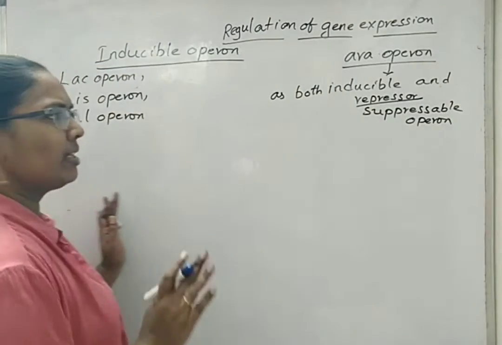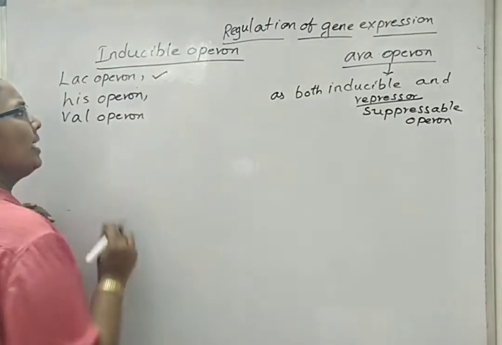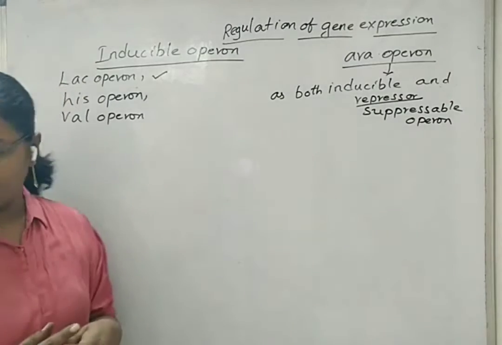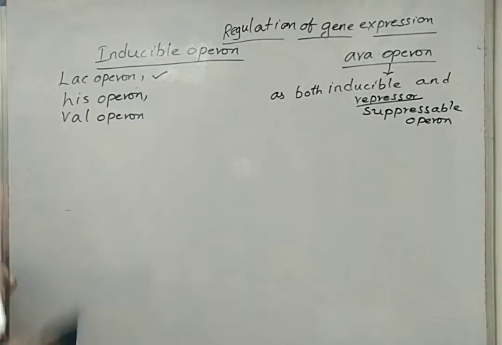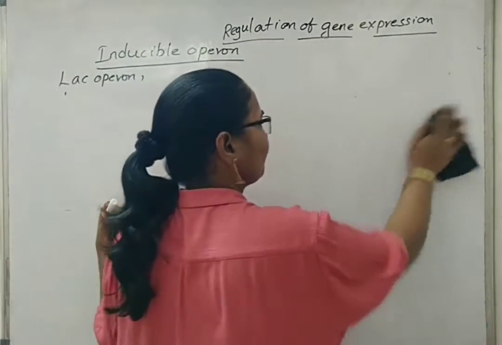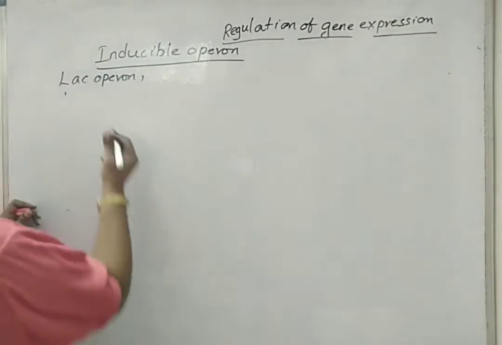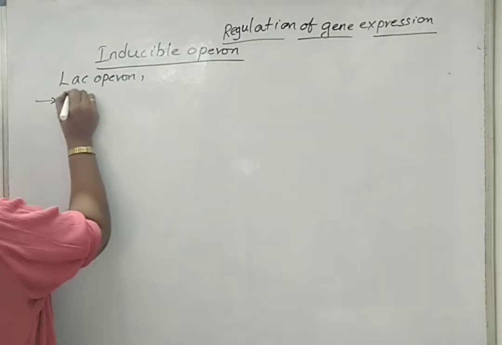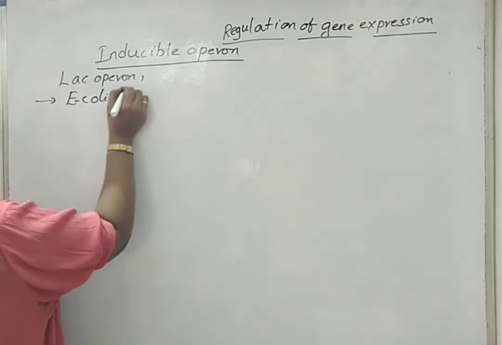So these are just the examples given. Now we will see in detail about Lac Operon and Tryptophan Operon. We will take two examples of those and see the explanation. So in case of Lac Operon, E. coli has Lac Operon.